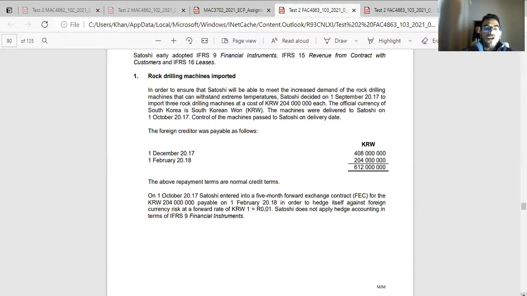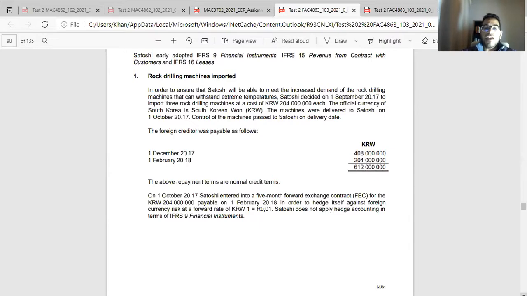Then they say on 1 October 2017, Satoshi entered into a 5-month forward exchange contract for the 204,000 payable on 1 February 2018 in order to hedge itself against foreign currency risk at a forward rate of whatever that is. Okay, 1 is equal to 1 cent. Satoshi does not apply hedge accounting in terms of IFRS 9 Financial Instruments.